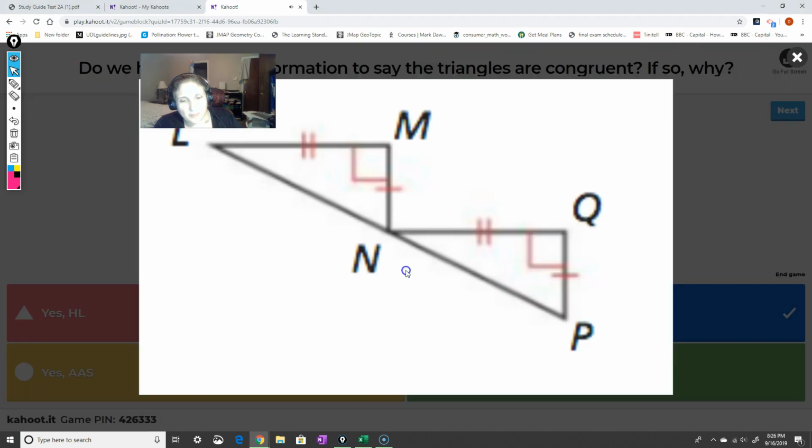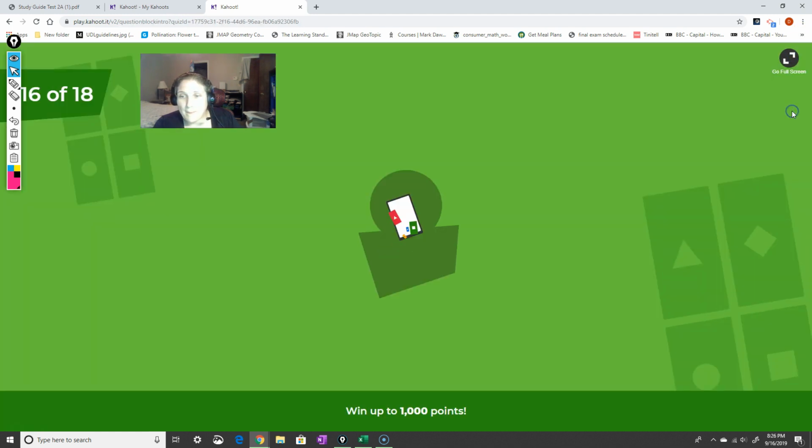Okay, so looking here, we've got our side. Here's our angle. Even though they're right angles, we still have our angles because all right angles are congruent. And then you've got the side. So you got side angle side.